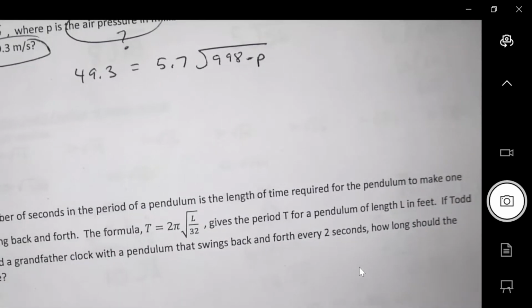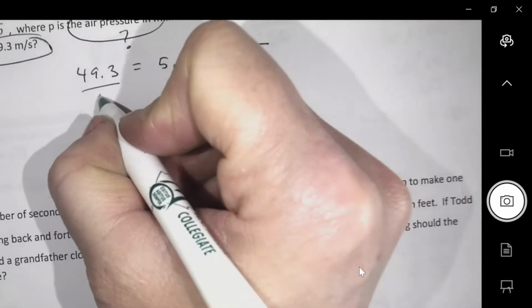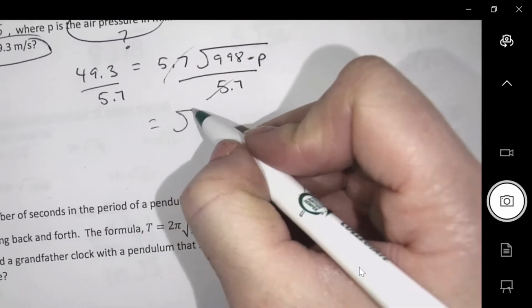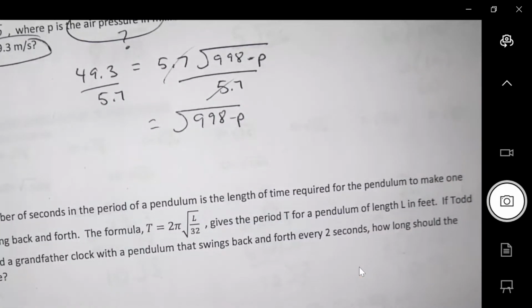Okay, what's your first move on this solving? We're going to have to divide because we want the radical alone. Okay, so in my calculator, I'm going to divide.